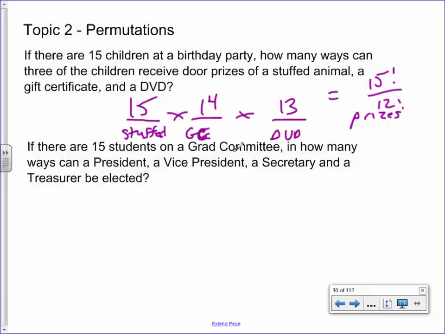Let's say there's 15 kids on a grad committee. How many ways could you select a president, vice president, secretary, and treasurer?